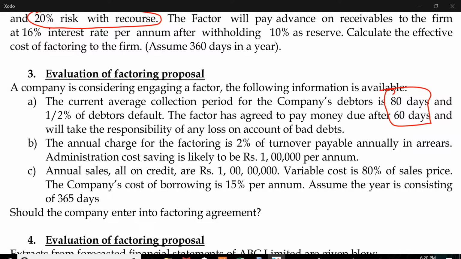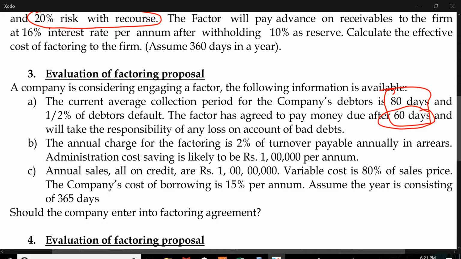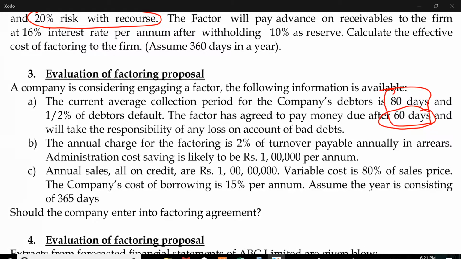We just do benefits, cost, net cost positive or net benefit positive, and then you decide whether to go with factoring or not. Clear? Now he is saying he will give the money after how many days? 60 days, and will take up the responsibility on account of bad debt. He is not going to lend money. In this case, the role of a factor is to collect money and give it to us. He is not going to lend any money to us. He will just collect the money and give it to us.